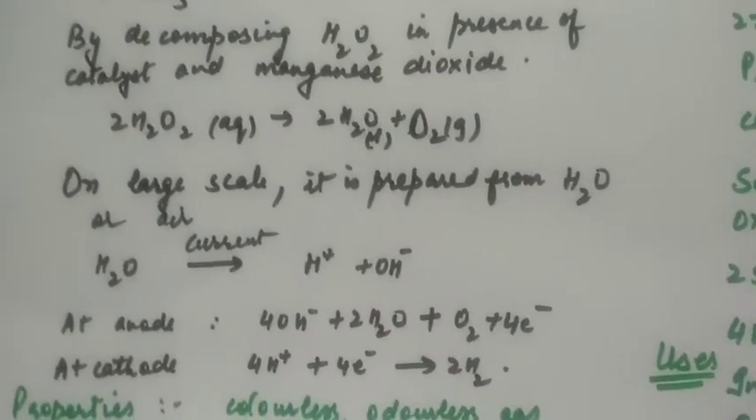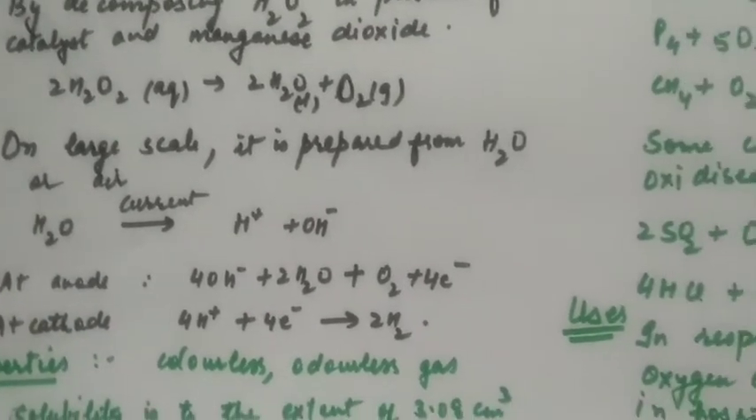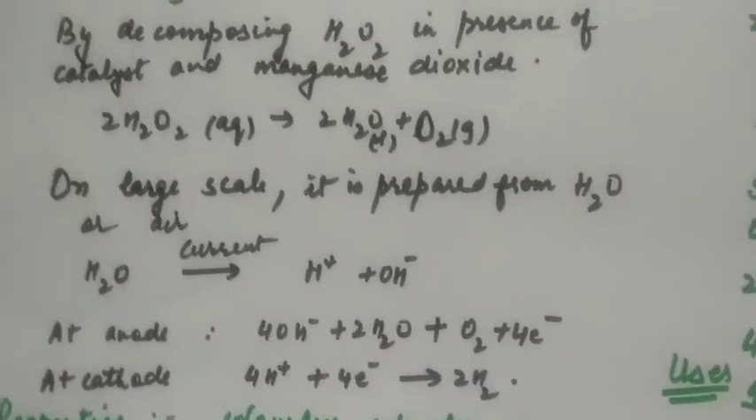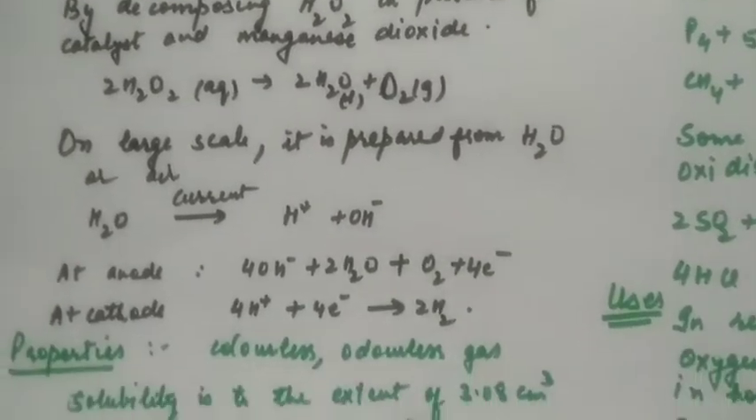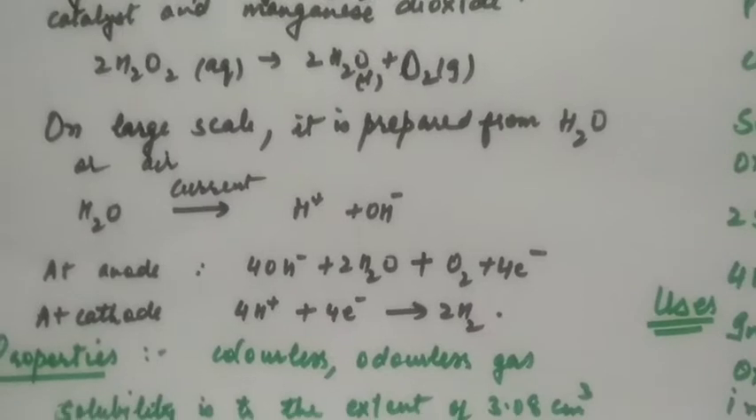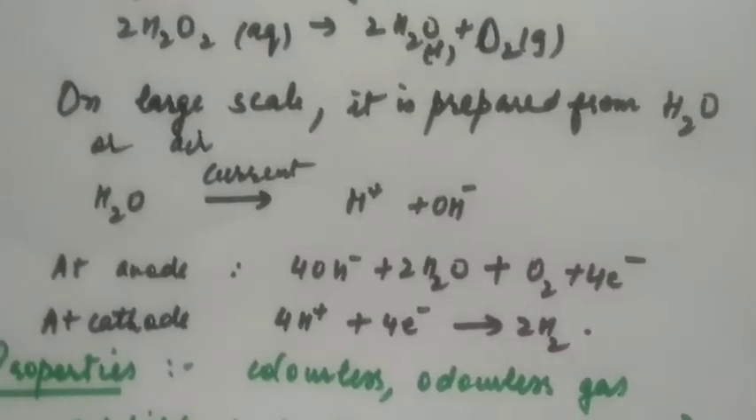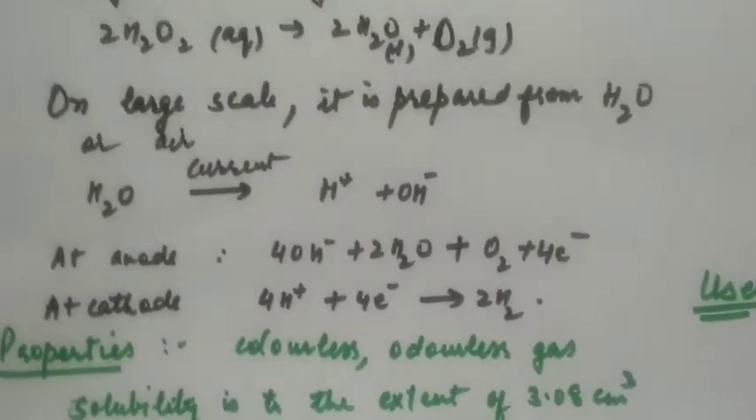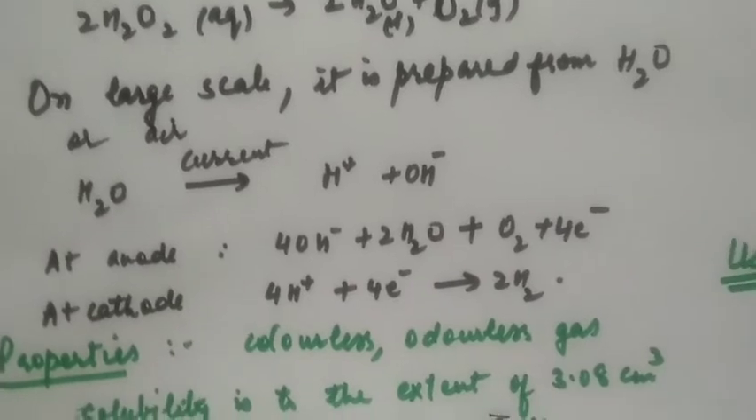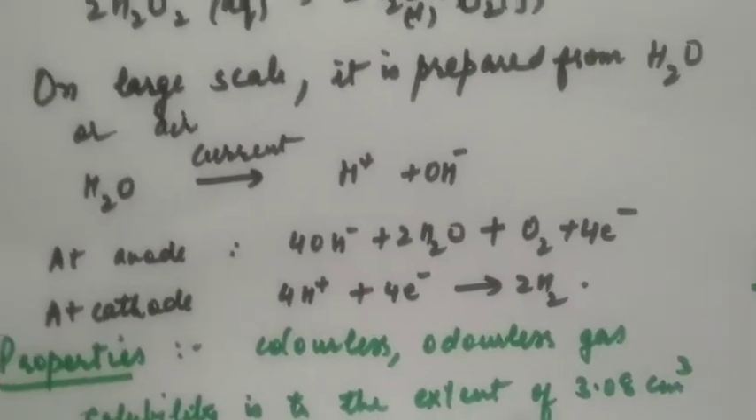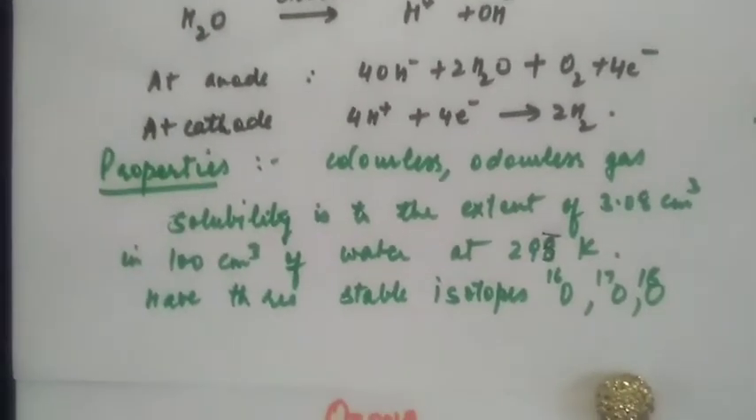On large scale, dioxygen can be prepared by liquefaction of air, where air is liquefied and then fractional distillation is done. Liquid nitrogen distills out first, leaving behind liquid oxygen. We can also prepare it from water by carrying out electrolysis of acidified or alkaline water. When current is passed, it decomposes into its ions, H plus ions and hydroxide ions. At the anode, the negatively charged hydroxide ions lose electrons, forming dioxygen gas, whereas at the cathode the hydrogen ions take up electrons to form hydrogen gas.